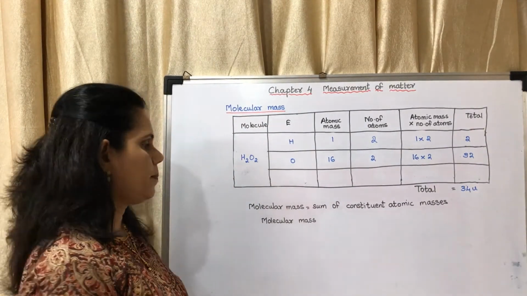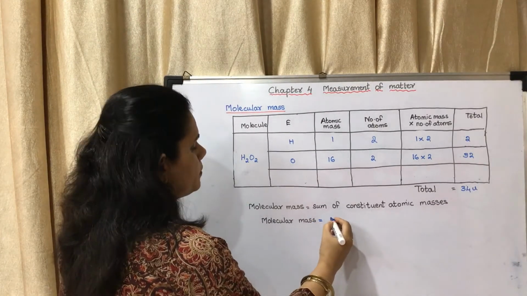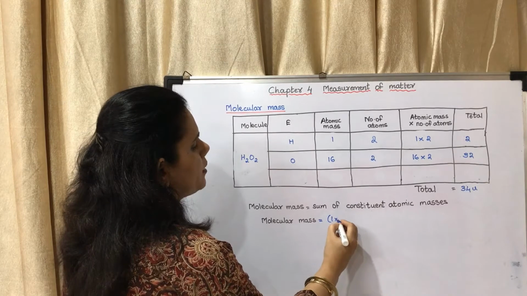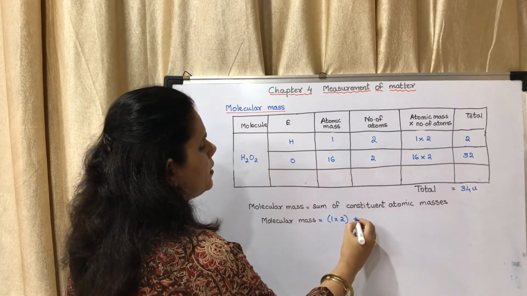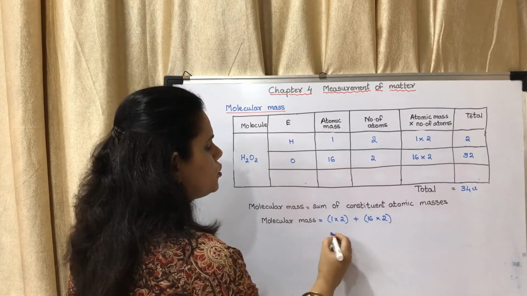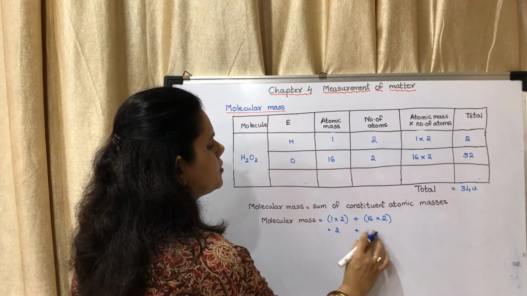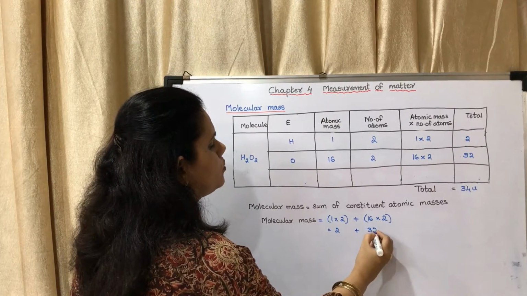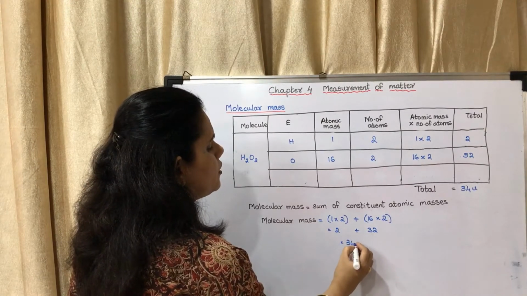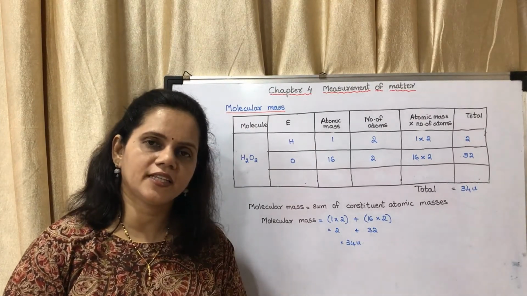It is okay. Now to find out the molecular mass by the other method: the atomic mass of hydrogen is 1, number of atoms 2, plus atomic mass of oxygen is 16, number of atoms 2. So this is 2 plus 32, that is equal to 34 Dalton. Okay, so this is the molecular mass of H2O2.